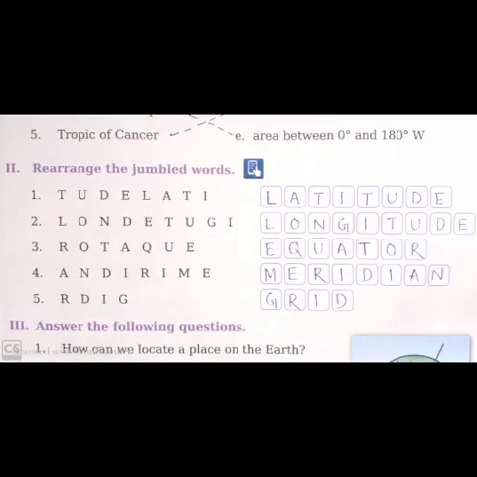Now the second question. Rearrange the jumbled words. The first word is latitude. The second one, if we rearrange that one, is longitude. Number 3, equator. Number 4, meridian. Number 5, grid.